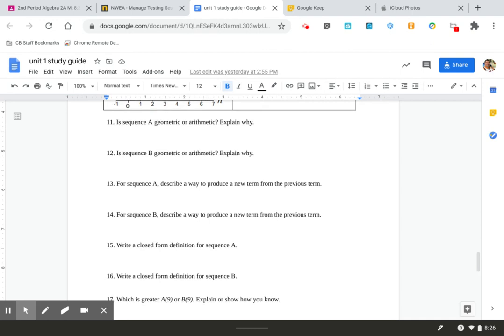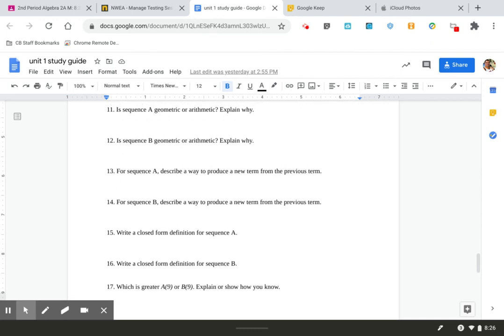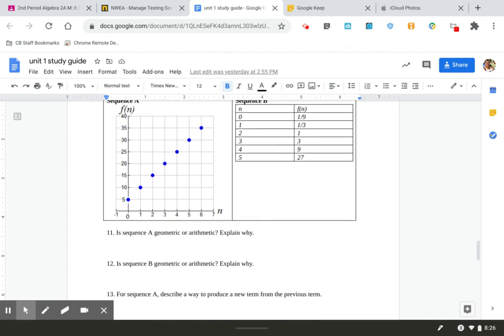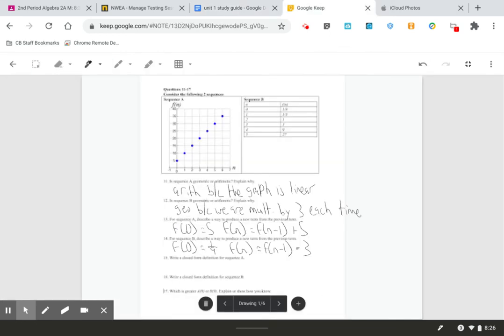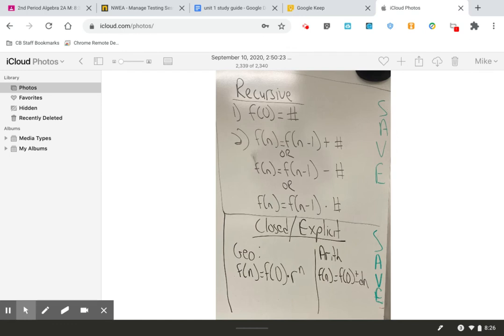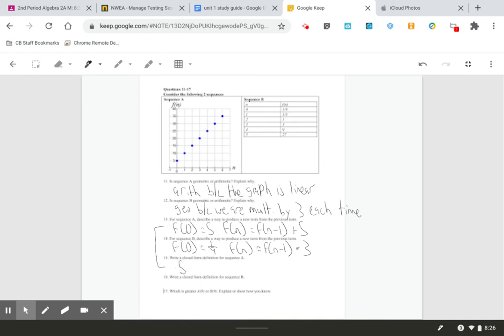Next question, question 15. Write a closed form definition for sequence A. So we already wrote the recursive up here. Now we're going to write the closed form. Okay, so our closed form for arithmetic is going to be this. My f of 0 we already know is 5. We're going to use plus because it's an increasing sequence, and we're going up by 5. So 5 plus 5n.